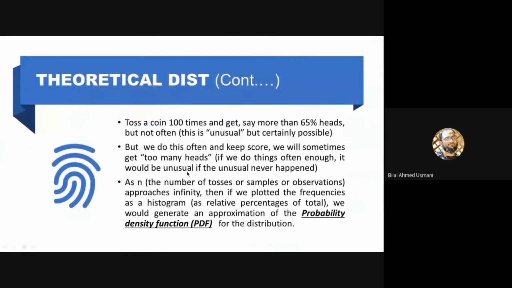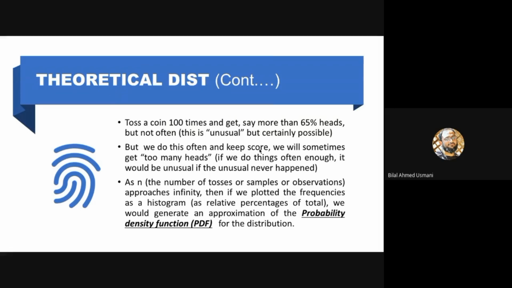Toss a coin 100 times and get say 65% heads. This is unusual, but it's possible. We can do this often and keep score. We will sometimes get too many heads. That can never happen otherwise, right? If the probability of getting head is 50%, you cannot get 2.5 heads when you toss it 5 times.